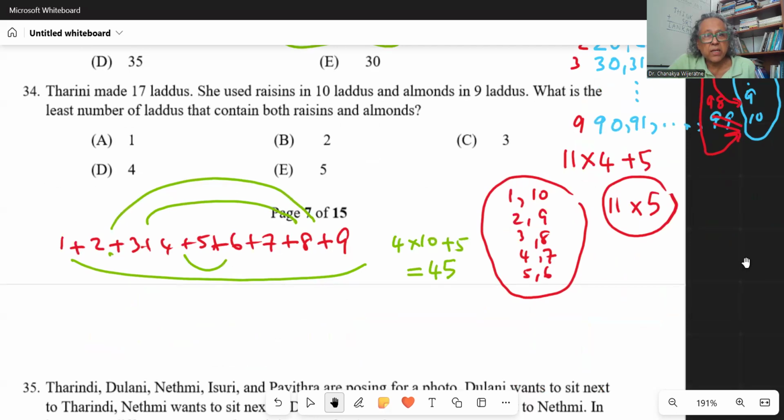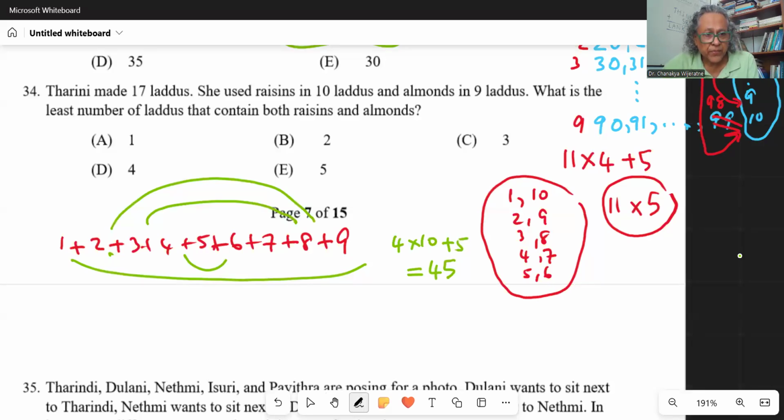Tharani has 17 laddus. She used raisins in 10 laddus and almonds in 9 laddus. What is the least number of laddus that contain both raisins and almonds? Least number. Of course, we can have many laddus with both, right? But we need the least number.